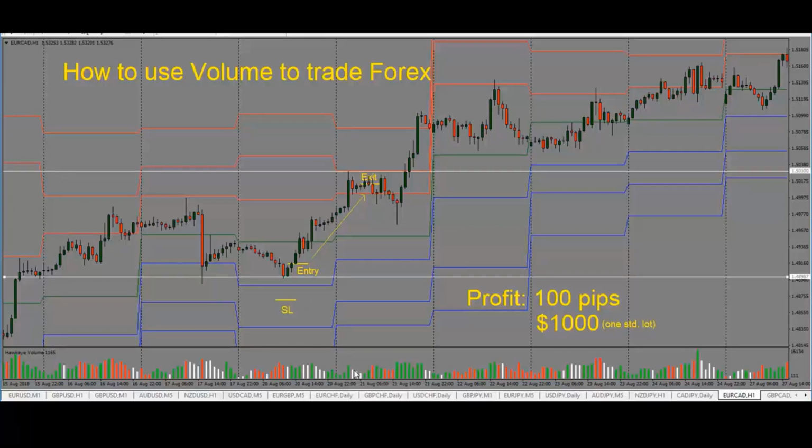We see that most of the volume here is green. There are some parts where the volume turns neutral, but for the most part, it's all green. There's no red. And finally, we see that price starts to go sideways, and we have a bearish pin bar here. Good time to exit that trade. From entry to exit here, we get 100 pips in our trade. So our profit is 100 pips or $1,000 if trading one standard lot.